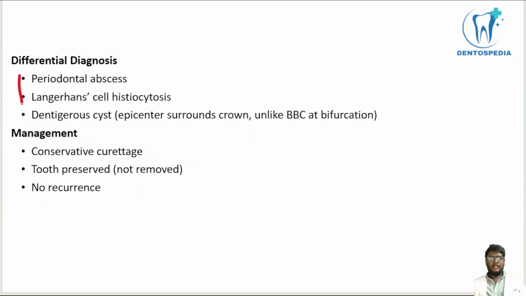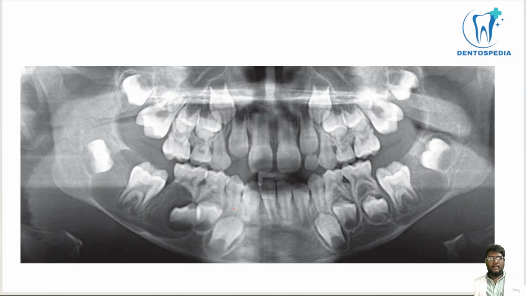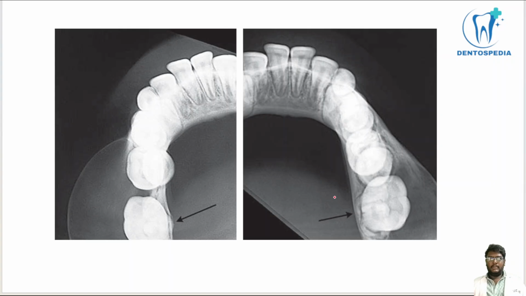And these are the important differential diagnoses which you have to eliminate. And coming to the management, we have to curette the cyst. If possible, we have to remove the whole contents. The tooth is preserved in a few cases if it is not secondarily infected, and there is no recurrence in this kind of cyst. You can see this is a MIBC, that is buccal bifurcation cyst, or mandibular infected buccal cyst, affecting the first molar region. Here you can see the tipping of the molars.